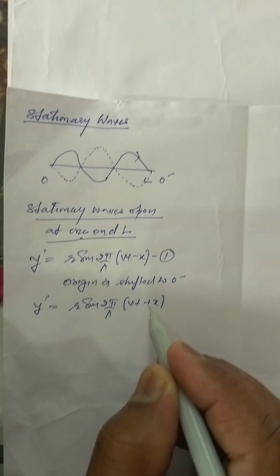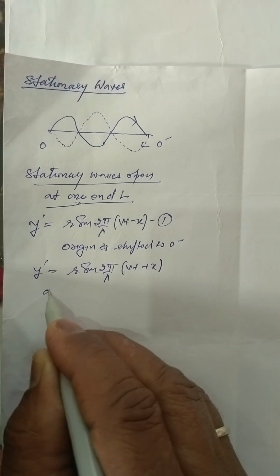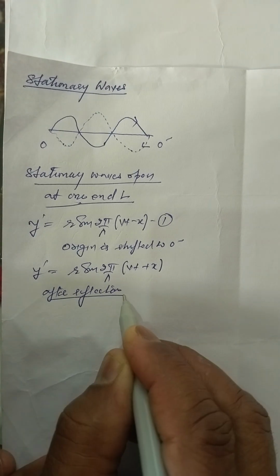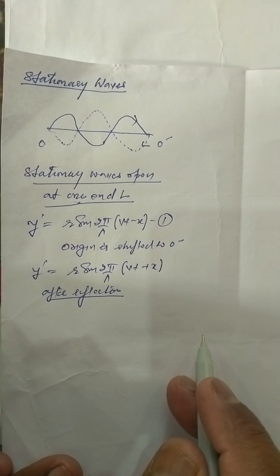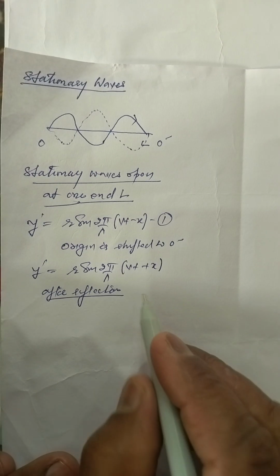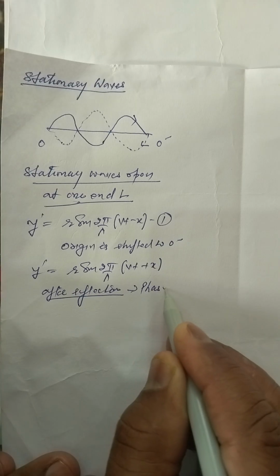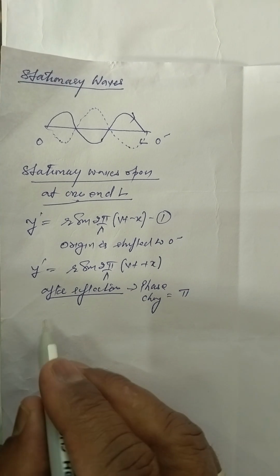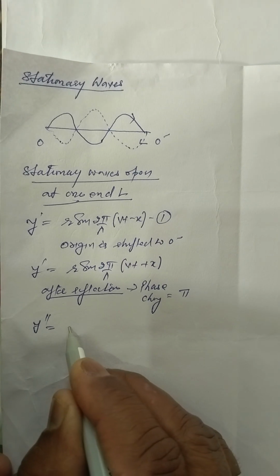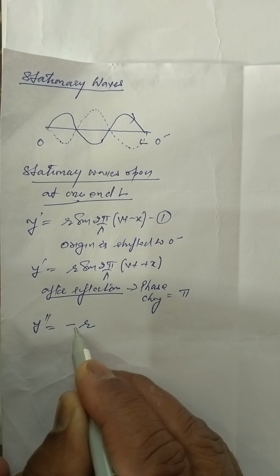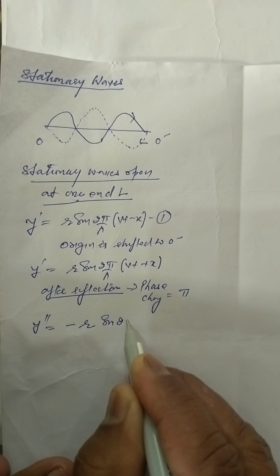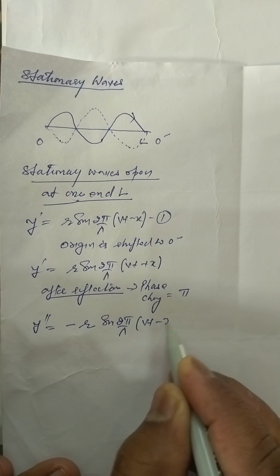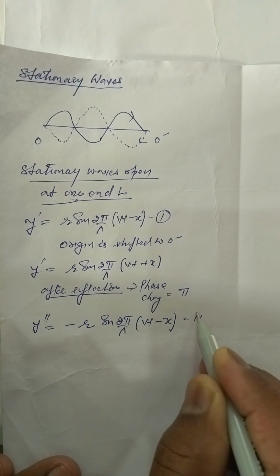And after reflection, the direction of the wave is reversed and a phase change, which is very important, equal to π takes place. So the equation of the wave will be −r, due to the phase reversal, sin (2π/λ)(vt − x). This is equation number 2.